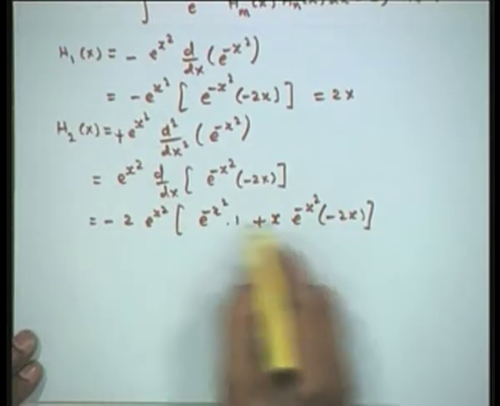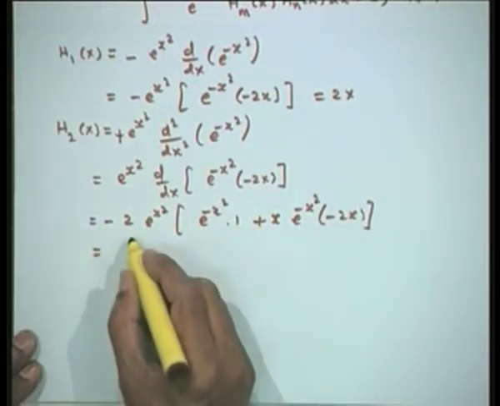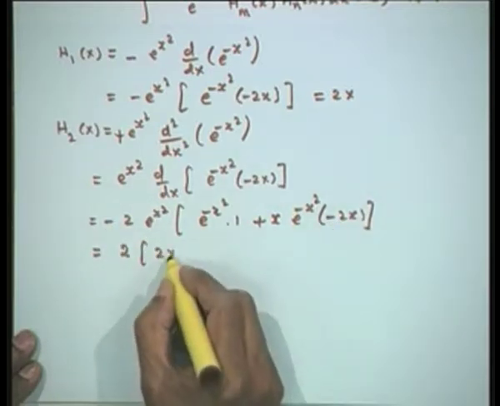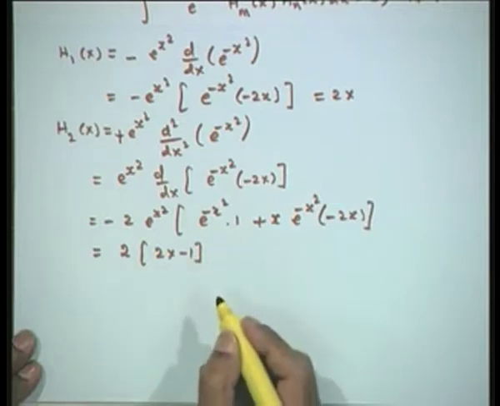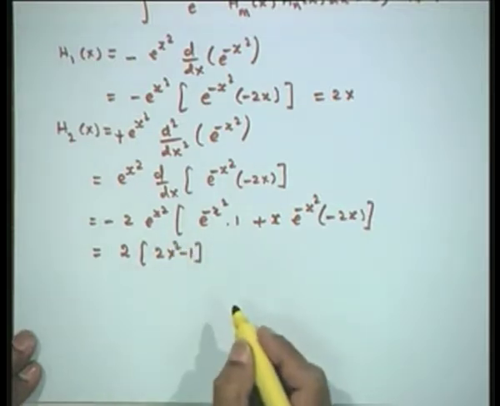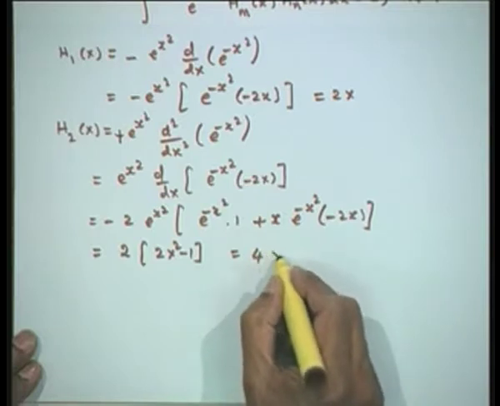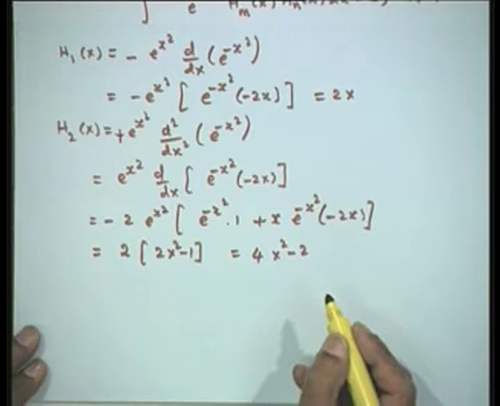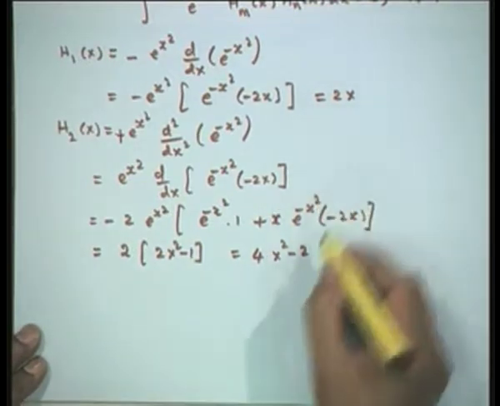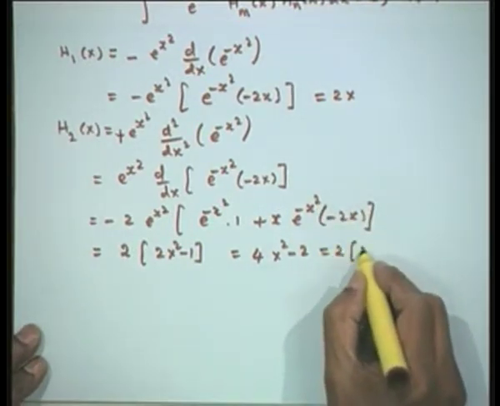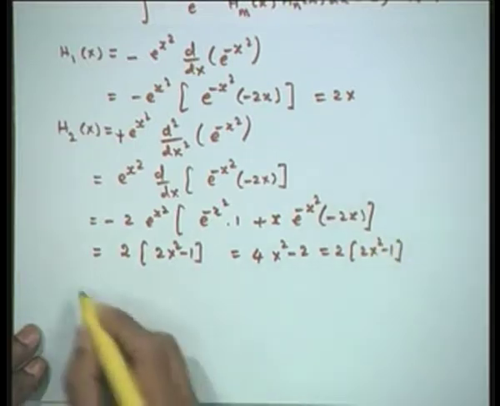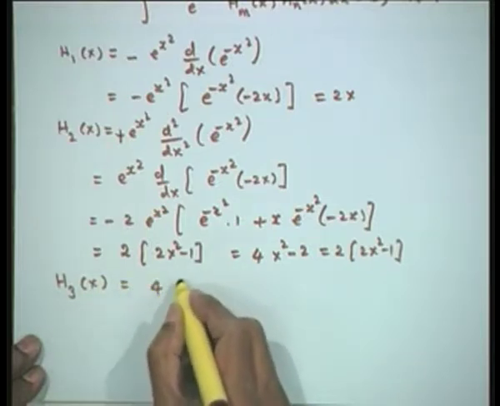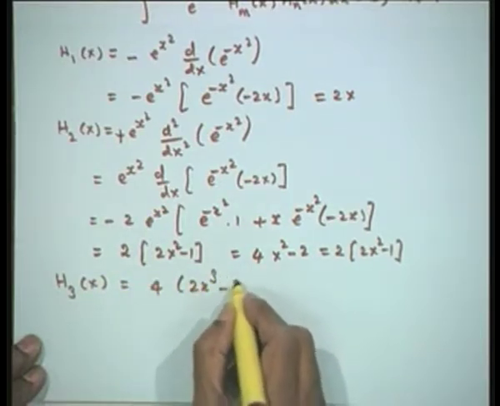Now, exponential of x squared again cancels and let us retain this 2 outside, take the minus sign inside, 2x squared minus 1, or we can write it as 4x squared minus 2. Now, this 2 is outside, so let us retain 2 as the quantity that is outside. Now, I can similarly show, let me just give what is this h3x, it is 4 into 2x cubed minus 3x.